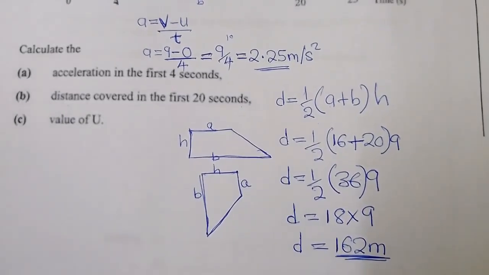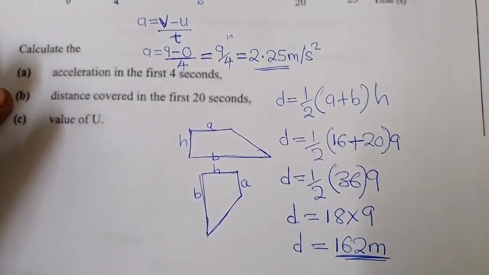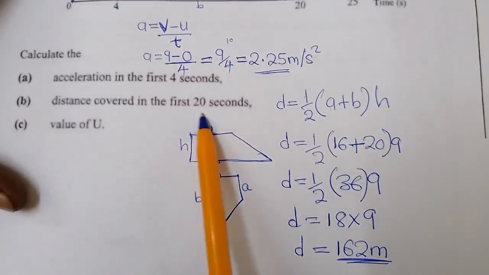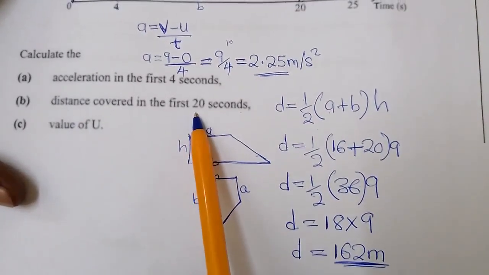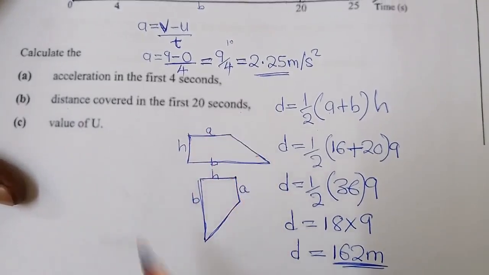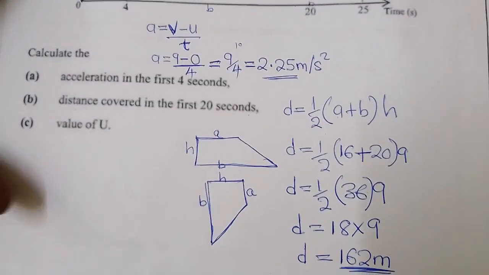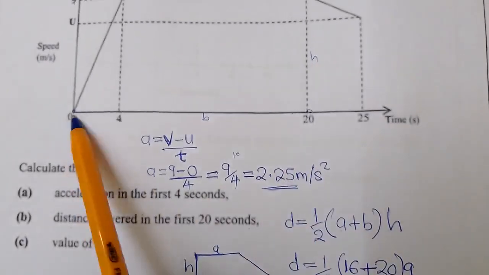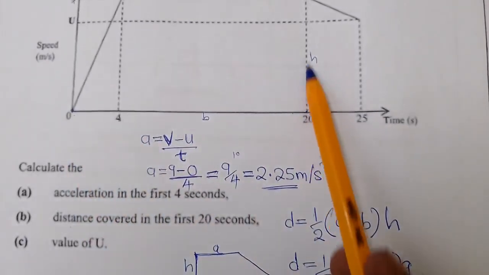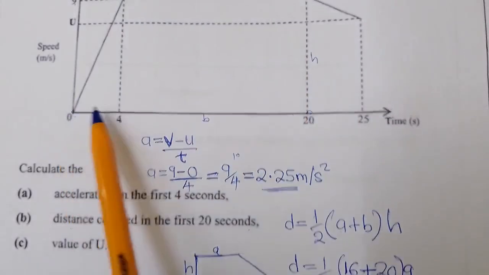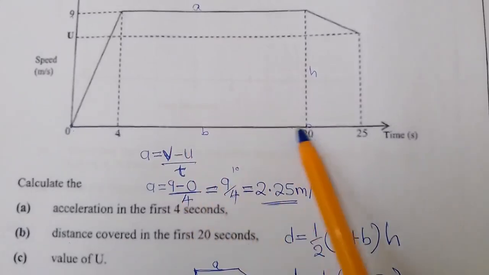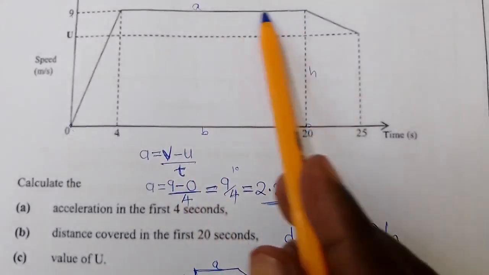So this was the distance covered in the first 20 seconds. This is how you need to know this. This was the distance covered in the first 20 seconds. We've calculated. So from here to there, what we are forming is a trapezium. This is how a trapezium is. It is like this. So this whole thing here is called a trapezium.